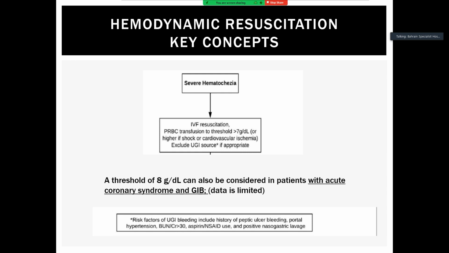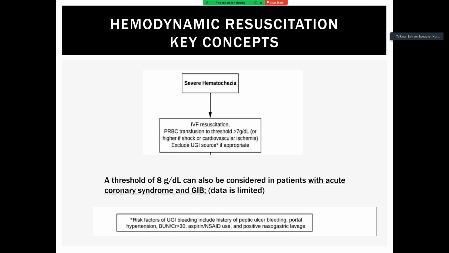The American College of Gastroenterology has recommended a restrictive transfusion, meaning that a hemoglobin above 7 is enough. We don't need to go above that in cases of GI bleed. However, if the patient has acute coronary syndrome and is presenting with GI bleed, we can use a cutoff of 8 gram per deciliter. The reason for going for restrictive blood transfusion is that giving more blood has not shown any mortality or outcome benefit in these patients.